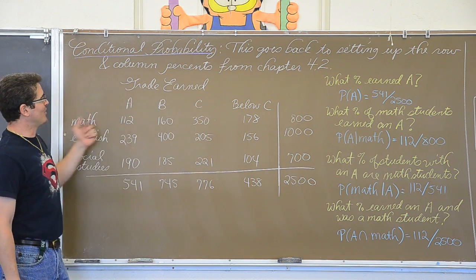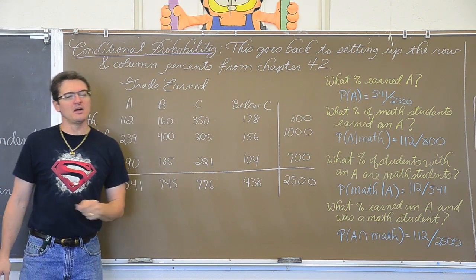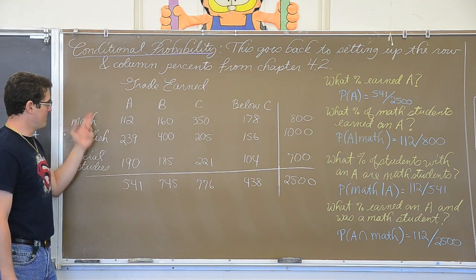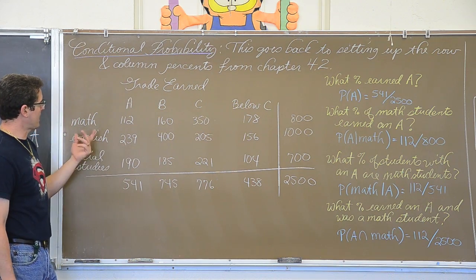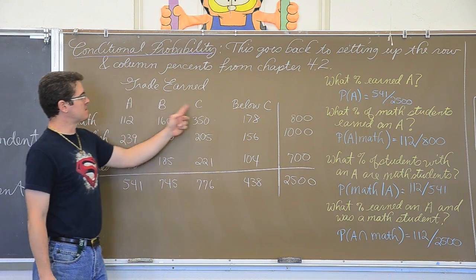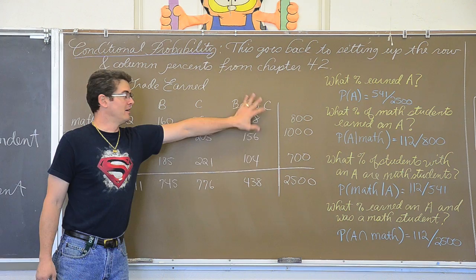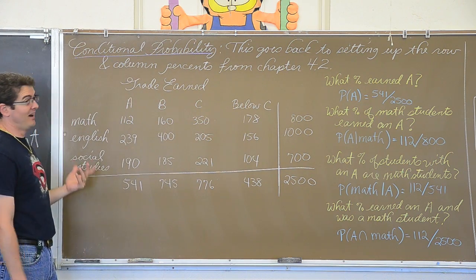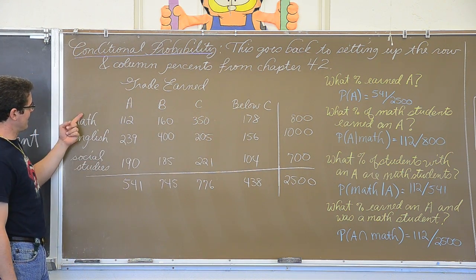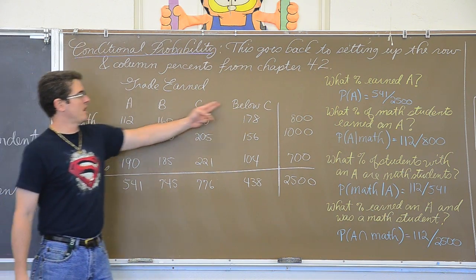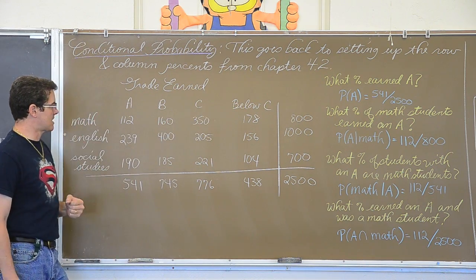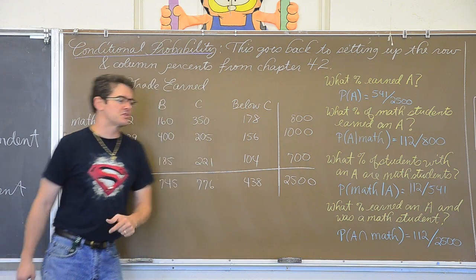We have a two-way table, and we're comparing the grade earned by a student and what classes they're generally taking. We have grades of A, B, C, or just below. Of course, nobody in my class is doing below a C. And we have 3 subjects: math, English, and social studies. Between these grade distributions and these 3 main subjects, we have a total of 2,500 students.